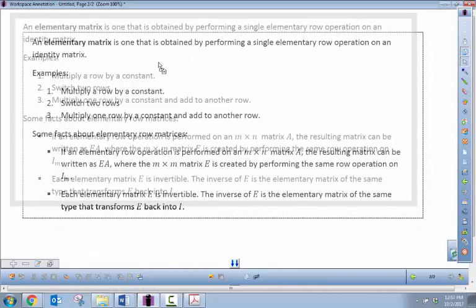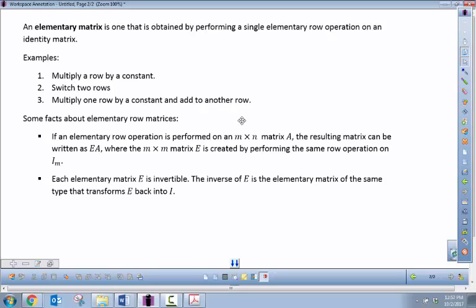So there's three types of elementary matrices. One of them is to multiply a row by a constant. The other one, switch a couple of rows. The other one is the one that we use the most. We multiply one row and add it to another.